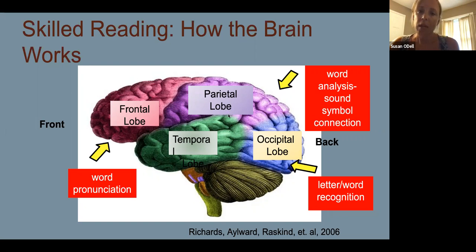In between the parietal lobe and the temporal lobe, this area right here is where word analysis or sound symbol connection occurs, where students are connecting those letters or letter patterns to the whole words or individual speech sounds in words.